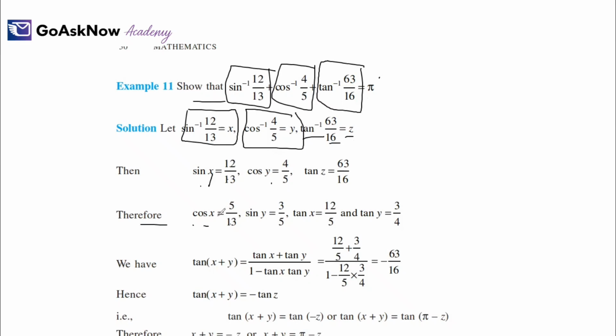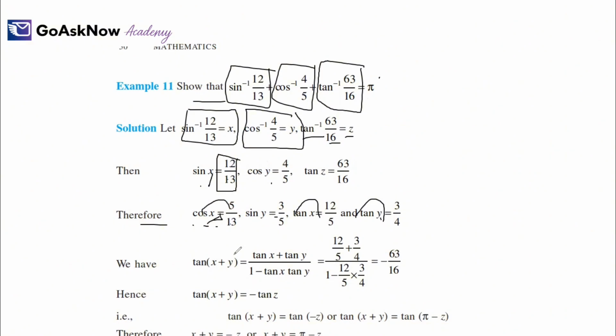Therefore, we have cos x equal to what? Sin x is 12 by 13, so cos x will be 5 by 13 by making the triangle. Okay, these are Pythagorean triplets 12, 13, 5. So that is why we get 5 by 13. Similarly, cos y is 4 by 5, so we got sin y as 3 by 5. Here cos x is 5 by 13, so tan x will be 12 by 5 and tan y will be 3 by 4.